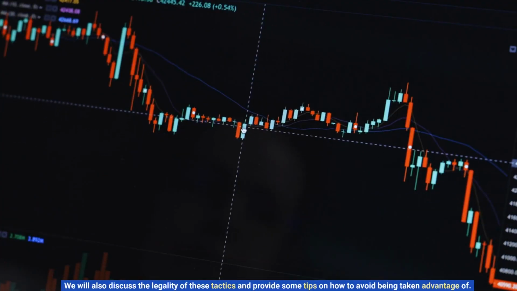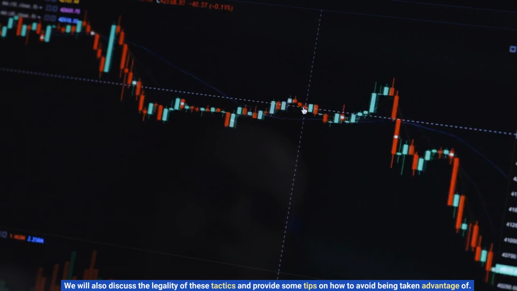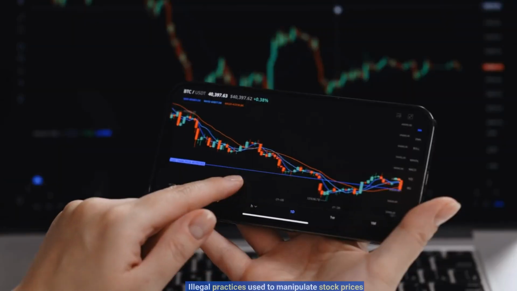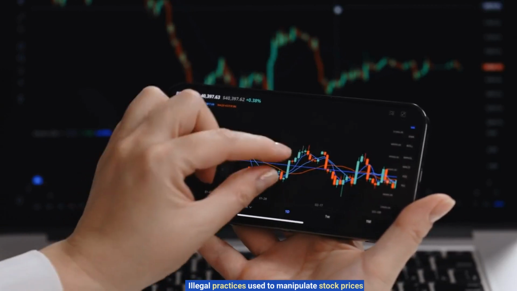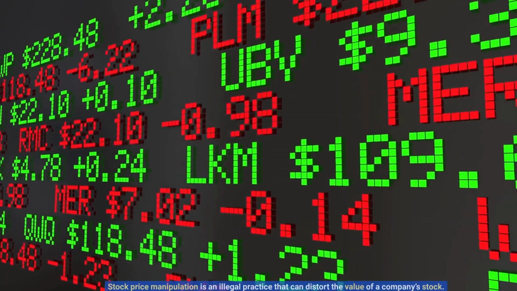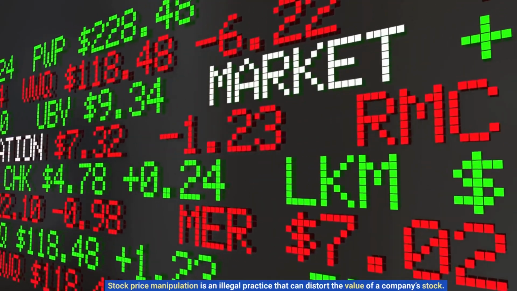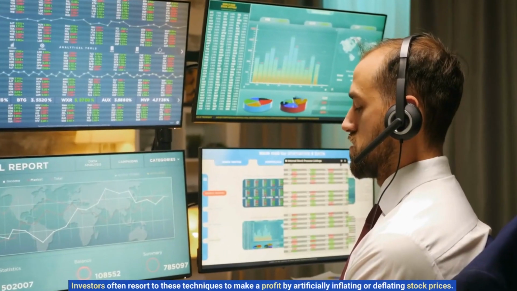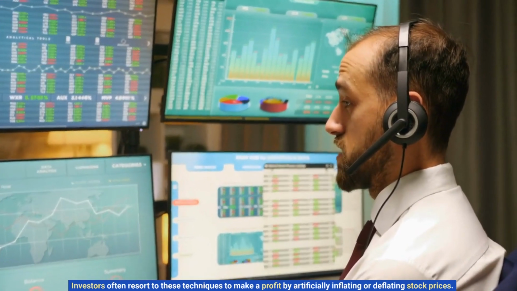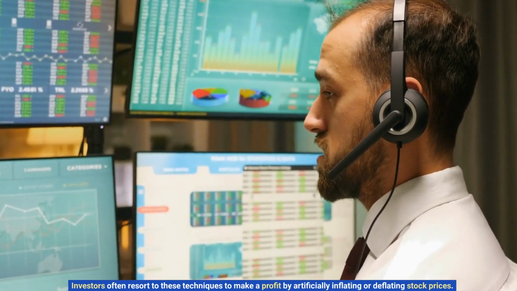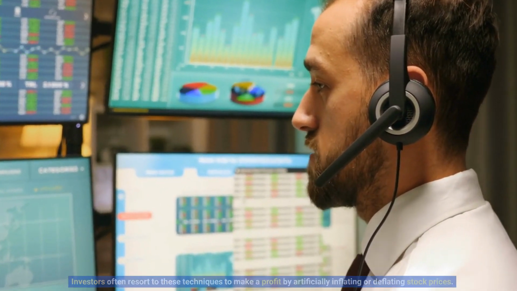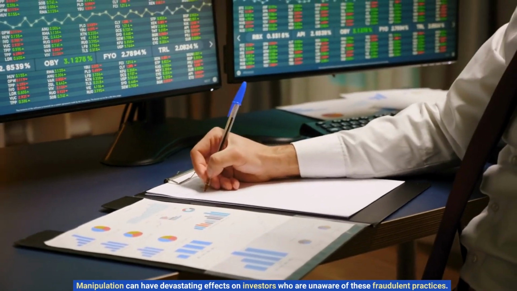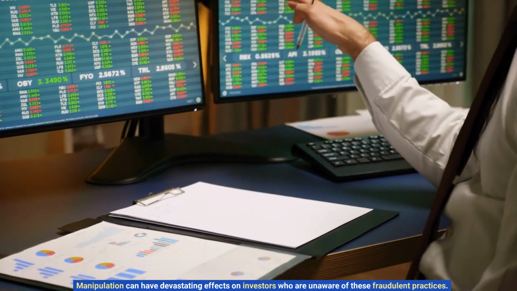We will also discuss the legality of these tactics and provide some tips on how to avoid being taken advantage of. Illegal practices used to manipulate stock prices. Stock price manipulation is an illegal practice that can distort the value of a company's stock. Investors often resort to these techniques to make a profit by artificially inflating or deflating stock prices. Manipulation can have devastating effects on investors who are unaware of these fraudulent practices.